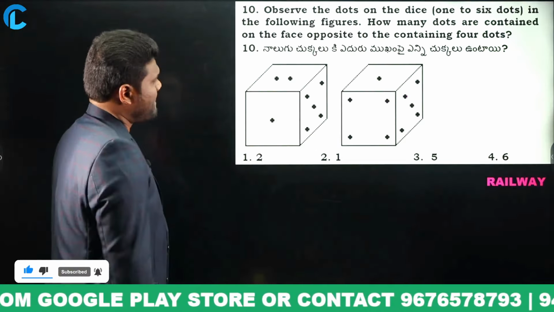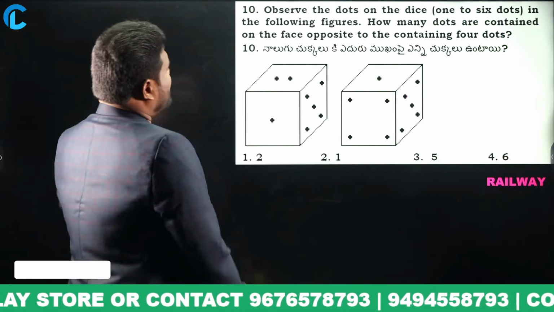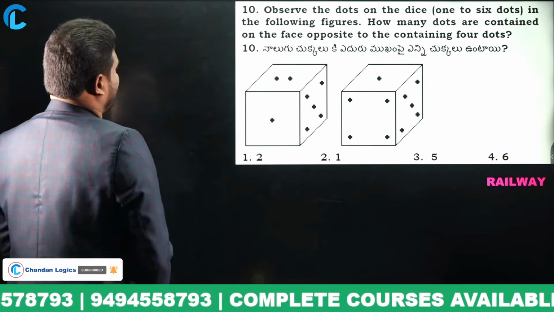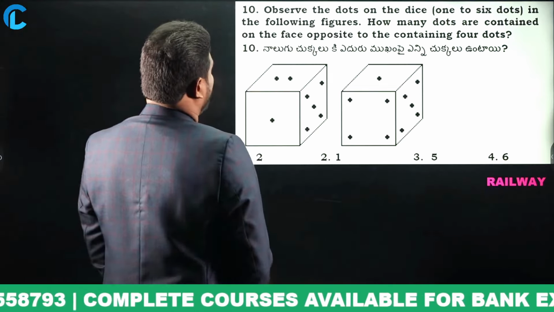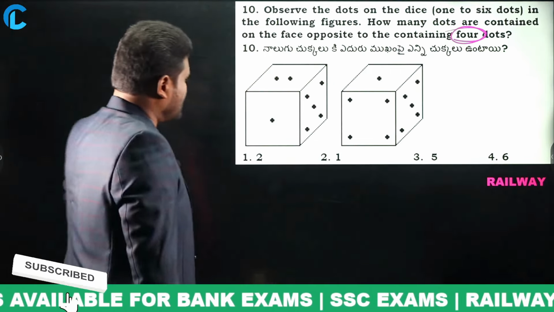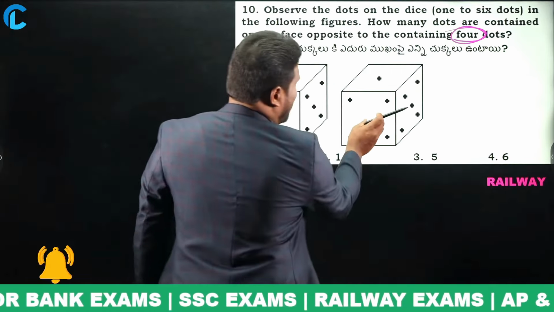Nothing more than that. Here they are asking what? Observe the dots on the dice, 1 to 6 dots, in the following figure. How many dots are contained on the face opposite to the face containing 4 dots? They are asking what is opposite to 4 dots. Now look, where is 4 dots? Here we have 4 dots.